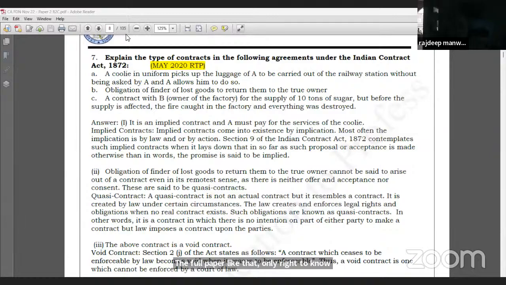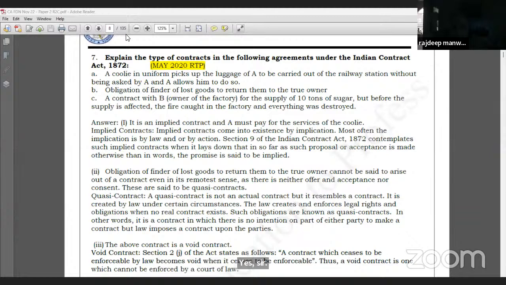Okay, go to the next one. Explain the type of contracts in the following agreements under the Indian Contract Act 1872. A coolie in uniform picks up the luggage of A to be carried out of the railway station without being asked by A, and A allows him to do so. This is an implied contract. Remember, we are done? Yes, sir. Okay, so just implied contract.